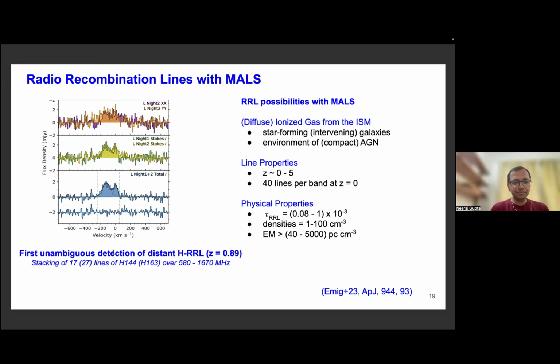They are about 20 transitions of different recombination lines across the L and UHF band, and we were able to stack them and detect this feature. So this is giving a nice flavor of how we can use these wideband spectra to not only detect lines of H1 and OH, which is the main goal of the survey, coming from the neutral cold gas, but also detect signatures corresponding to this ionized gas, which is otherwise not detectable.